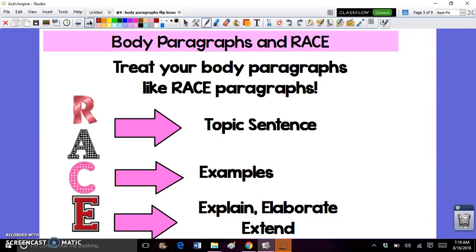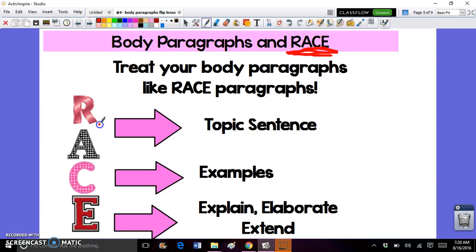All right, so now another thing to think about when we think about body paragraphs is their relationship to short responses. Short responses are basically body paragraphs that are just kind of by themselves. So you can treat your body paragraphs the same way you would treat writing a short response. And for our short responses, always try to use the acronym RACE.